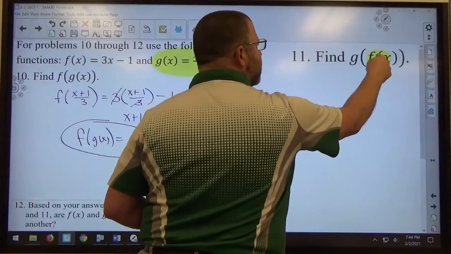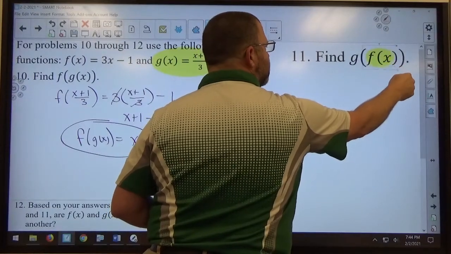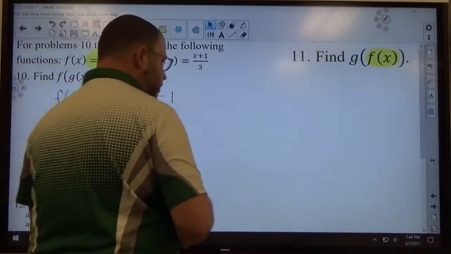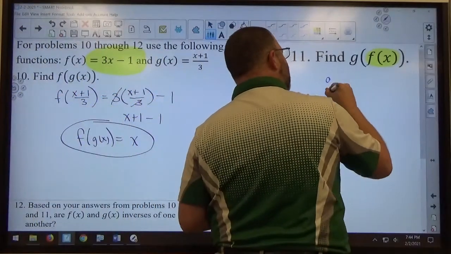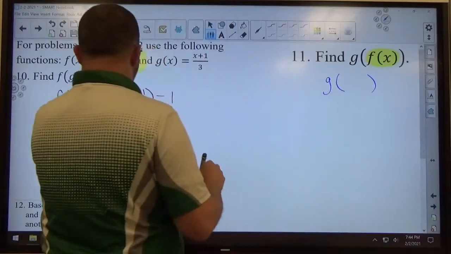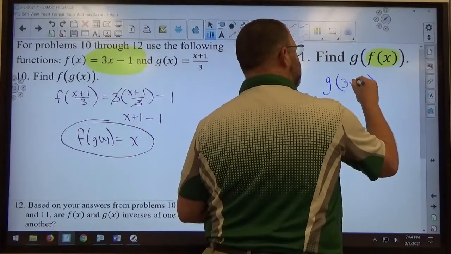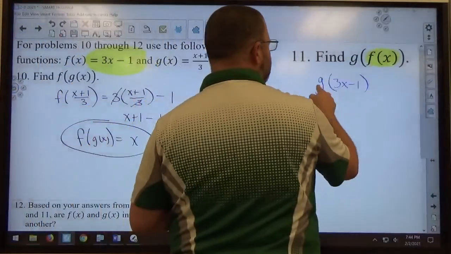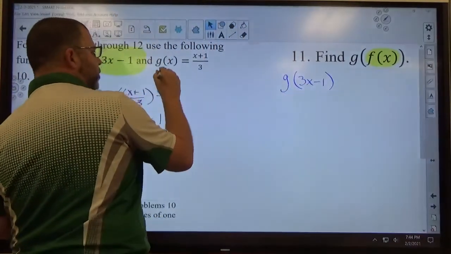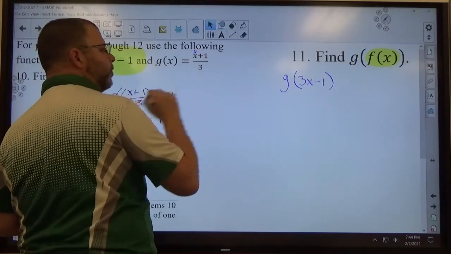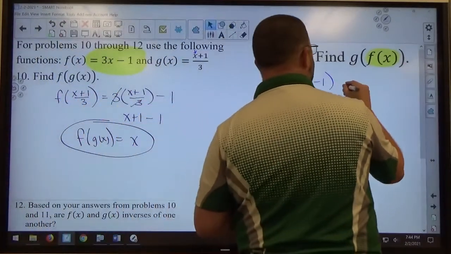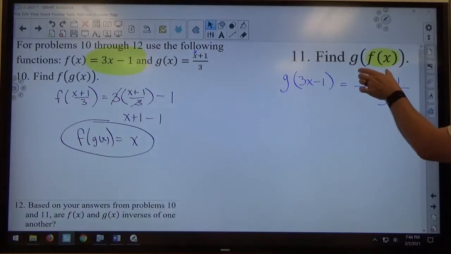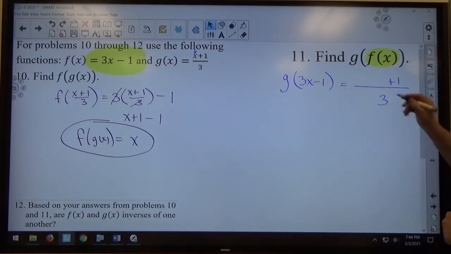G of f of x, and f of x is equal to that expression. So g of f of x means g of 3x minus 1. G of 3x minus 1 means we come to function g and we change this x into 3x minus 1. So g of 3x minus 1 looks like this. There's a plus 1 and a 3, and x goes right here, but instead of x, we're putting 3x minus 1.